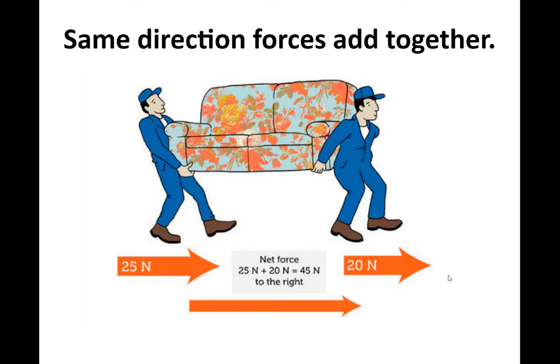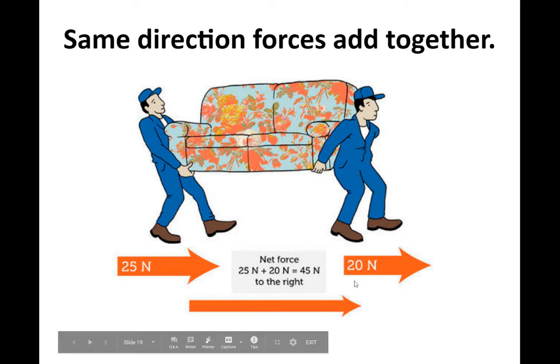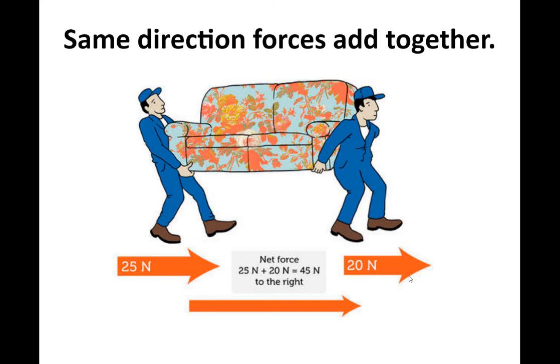If they're going in the same direction, the forces add together. These two guys are carrying a couch. One is pushing 25 newtons to the right. He's kind of pushing the couch to the right. This one is pulling the couch to the right, 20 newtons. Since they're working together, the forces are going in the same direction, so they add.